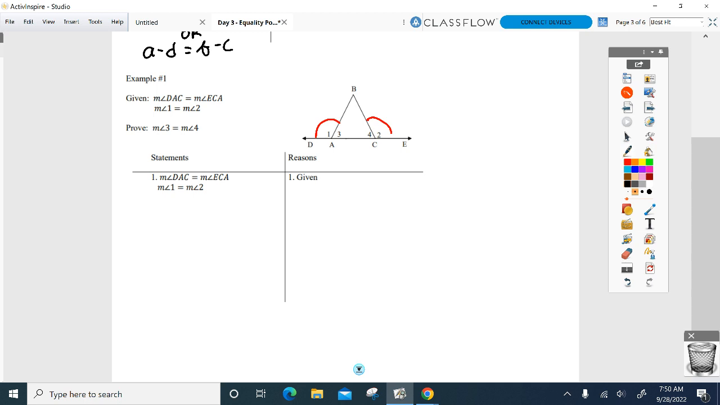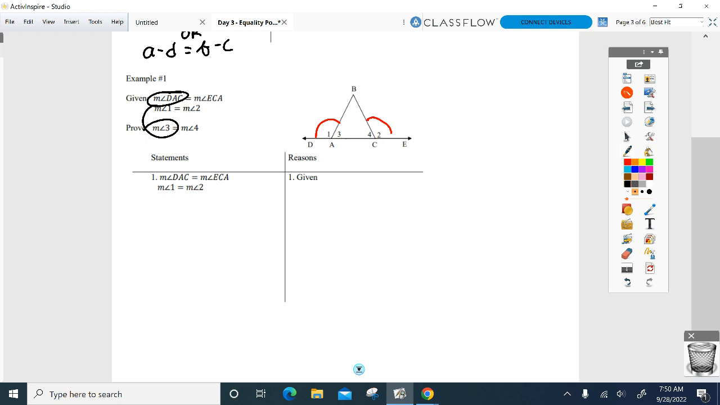So now, how can I get angle 3 and angle 4? Okay. What did you tell me about angle DAC? It's what type of angle? Straight, and measures how many degrees? 180. You tell me, as I go from this given angle to angle 3, is that angle getting bigger or smaller? It's getting smaller. All right, only one way we get smaller, and that is if we subtract.